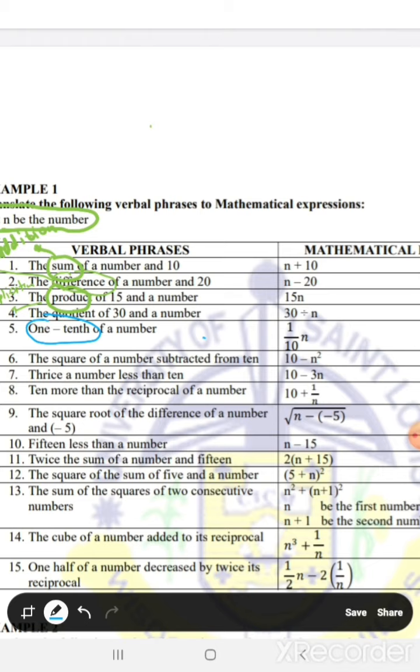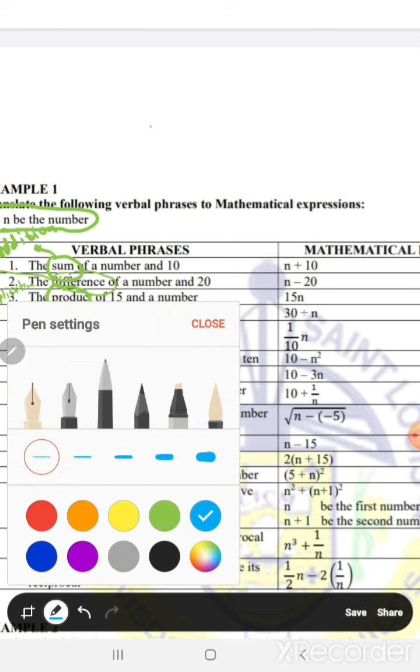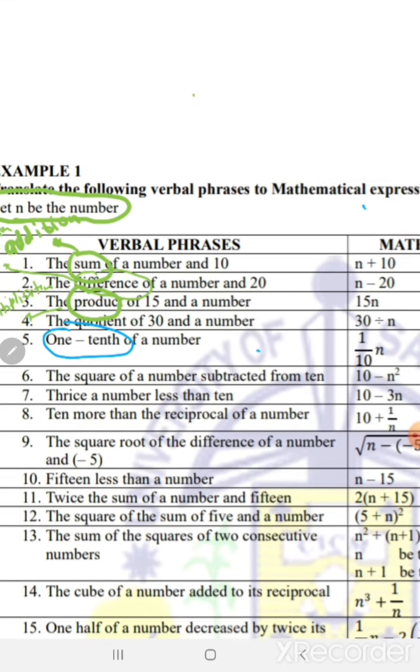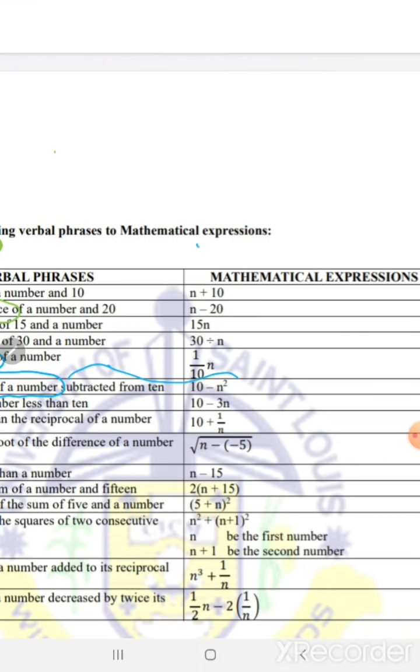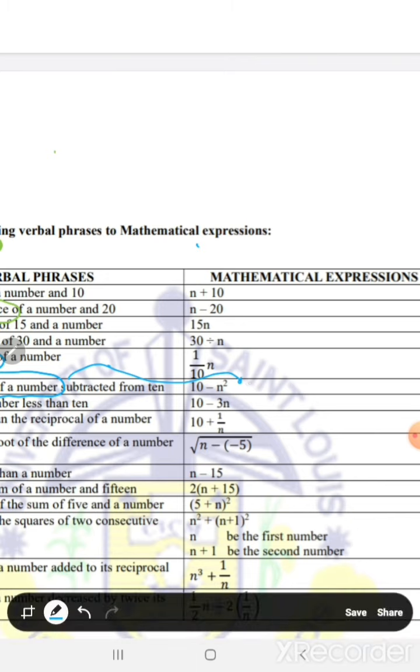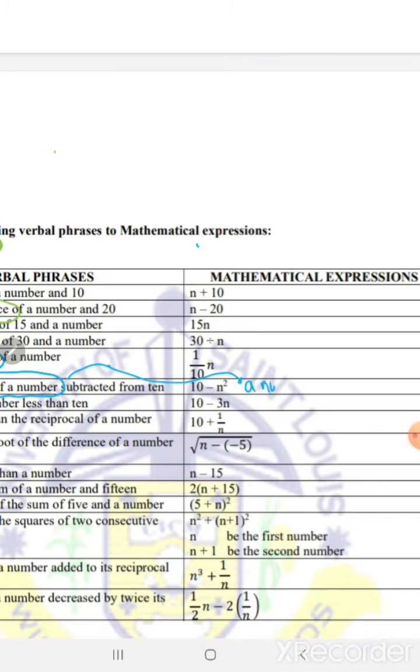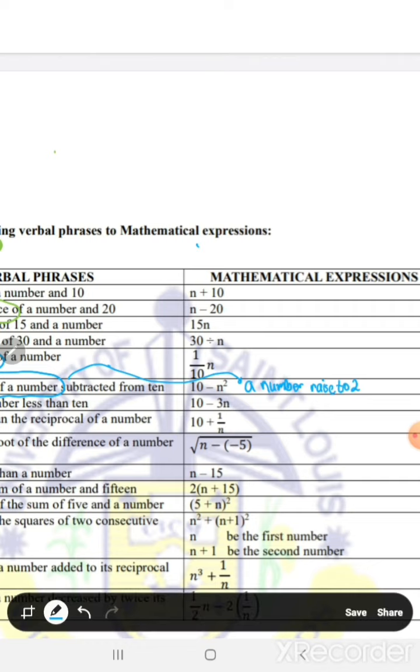Okay, the square of a number subtracted from 10. So your square, the square of a number, can also be rewritten as a number raised to 2. Okay, they are synonymous. It is synonymous to square of a number.